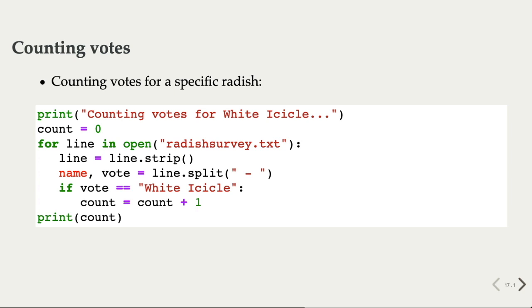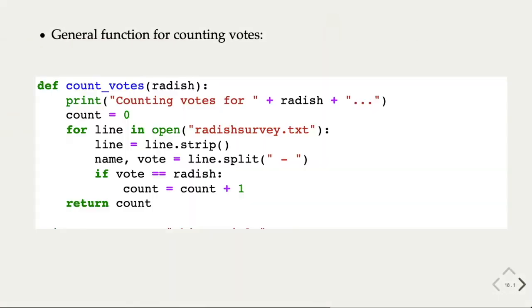However, if you want to count different kinds of radishes, the code is not very reusable. We can put the code into a function such as count votes, with the radish parameter to tell the function what to count on when we call it. So now with this function, we can call it multiple times for different radish types.